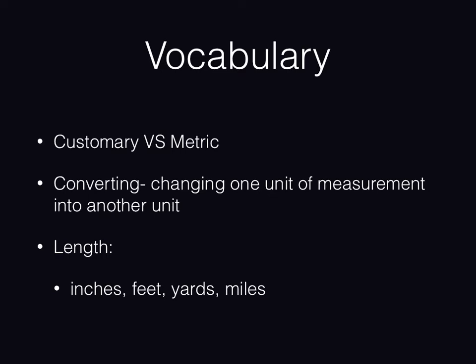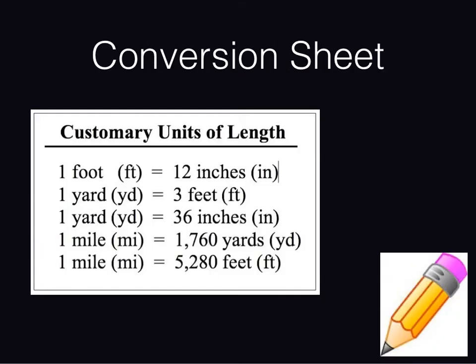This week we're only going to be dealing with customary units. Customary units are the ones that we use most often here in the United States. So those include inches, feet, yards, miles, also pounds, tons, ounces, and then gallons, quarts, pints, and cups. Converting is changing one unit of measurement into another unit, and for length we're going to be focusing on inches, feet, yards, and miles.